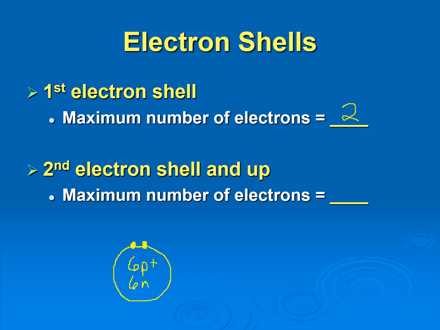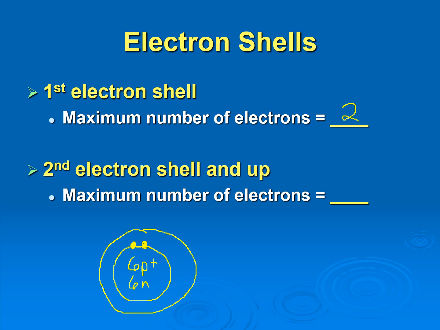Okay, so the maximum number of electrons that you can put into the first electron shell would only be 2 electrons. And I think of the maximum of 2 like you only have 1 bedroom and you can only fit 2 kids into that bedroom. Once you've got the 2 kids in the bedroom, 2 electrons there, it's full.